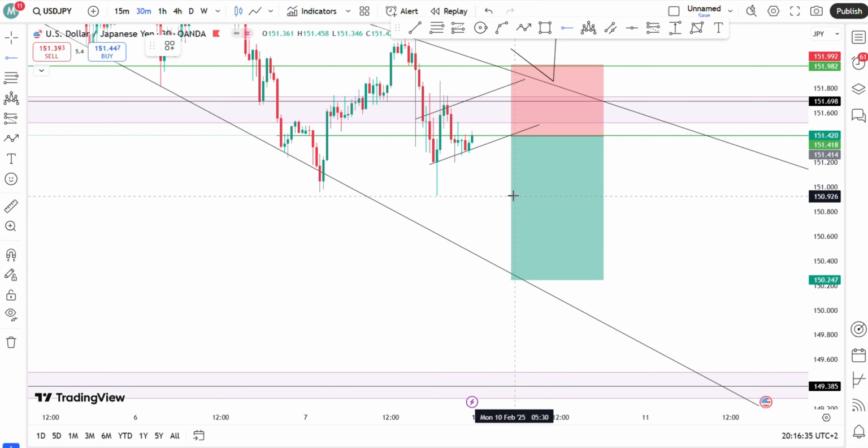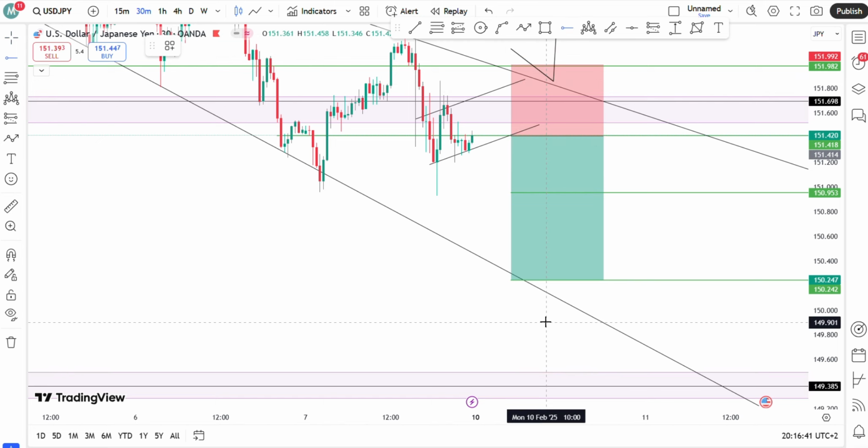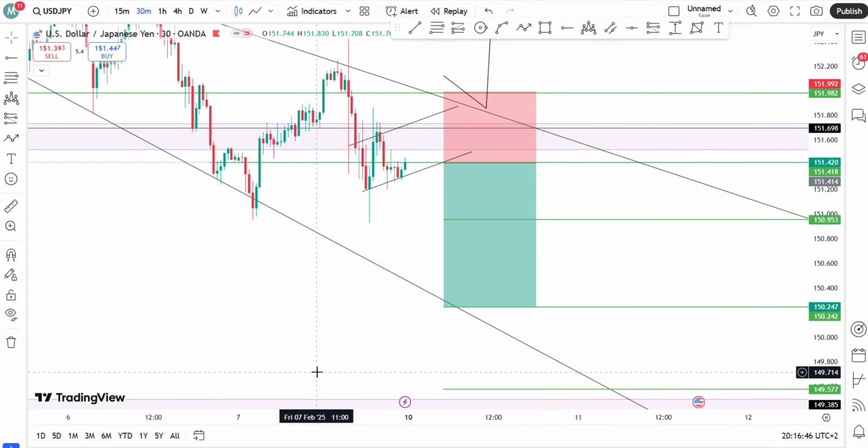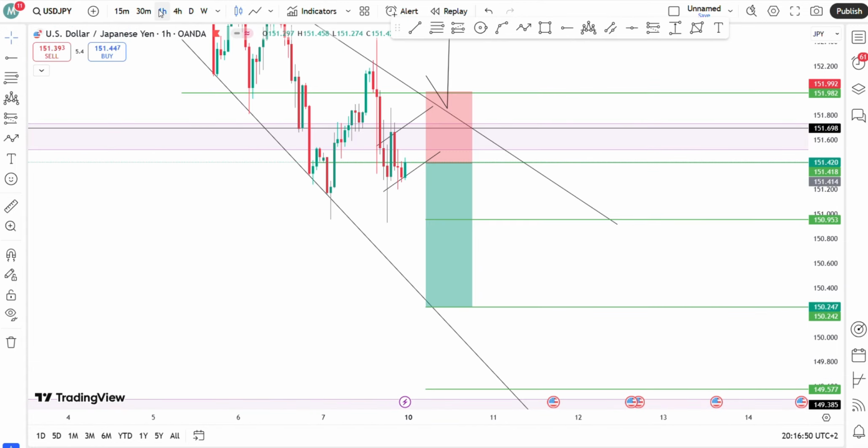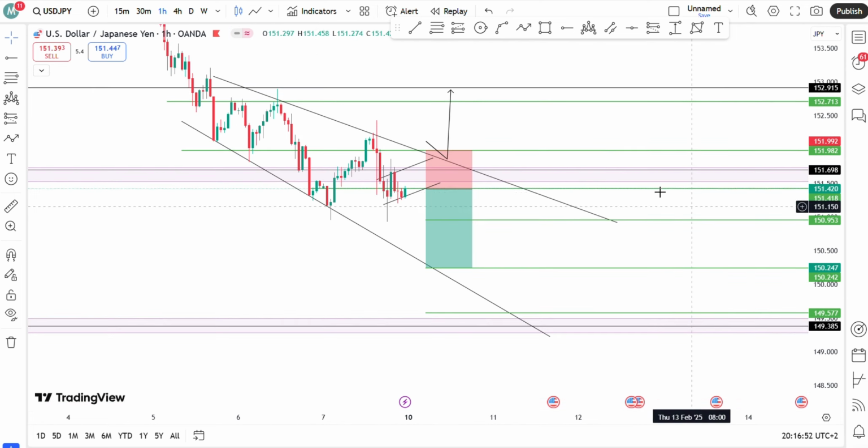So TP1 can be upon the wicks, then TP2 upon trend line touch, then TP3 for swingers upon the down movement. You understand? Basically, this is the movement on the JPY pairs.